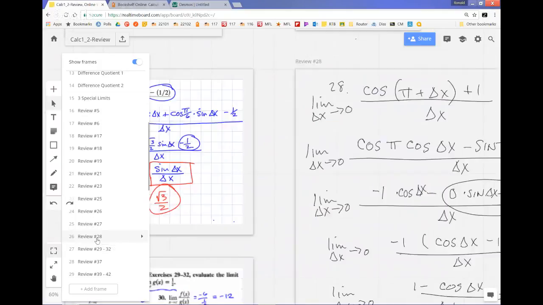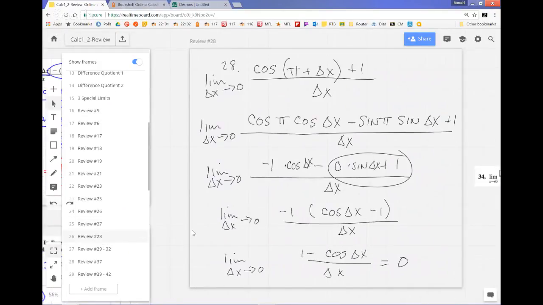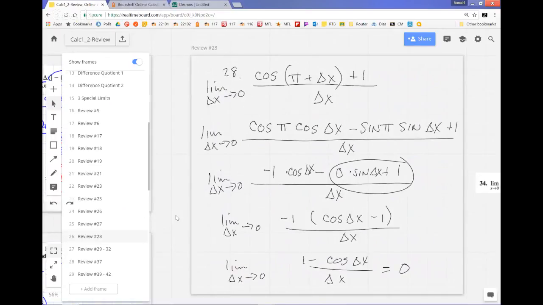Number 28. Okay, number 28. Cosine of pi plus delta x. This is another one of those where you have a cosine of a sum of an angle. And I used another formula from the second page of your book there, the cosine of u plus v. You notice how the top sign is minus? So cosine of the first times the cosine of the second minus the sine of the first times the sine of the second. And that's what I used right here.